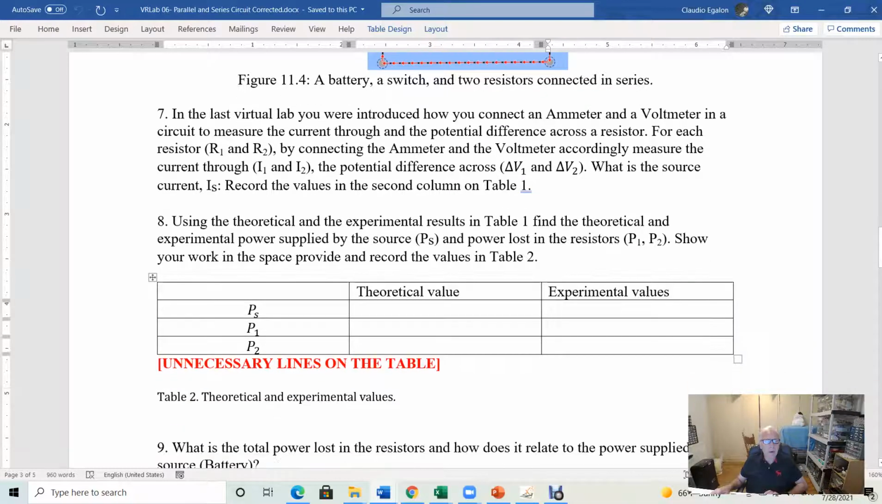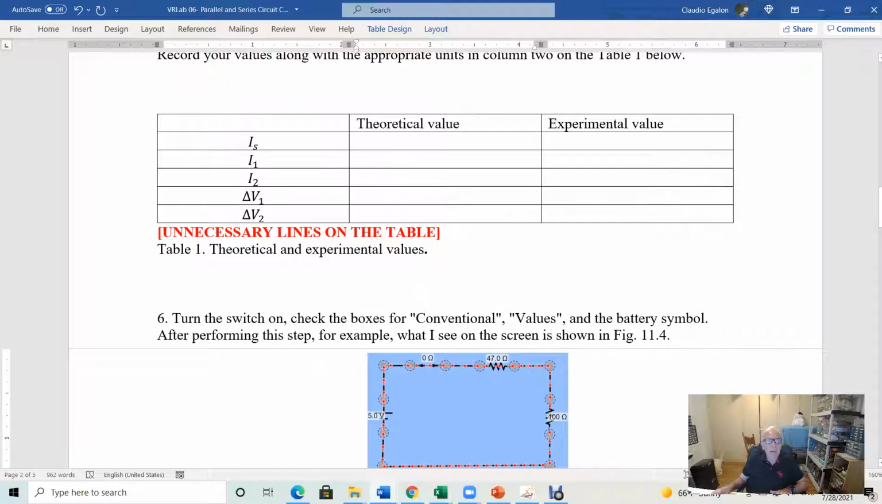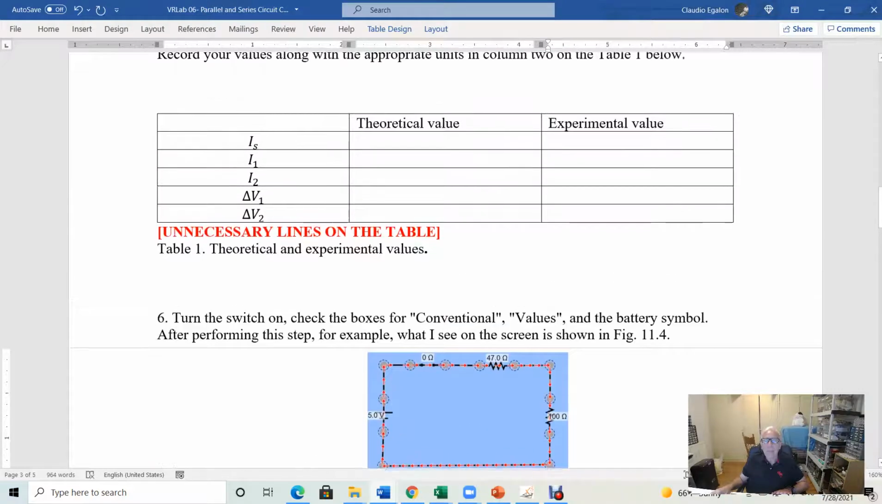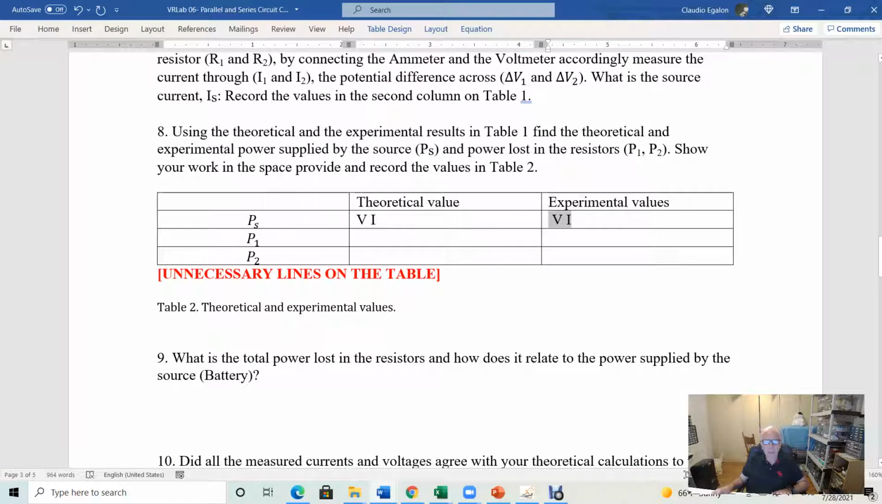What you're going to do here for the power is the following. You're going to use VI for the theoretical value: 5 volts times I of the source. That's what he called the theoretical value. And then you use the same formula, VI, but using the experimental values that you measured. That's what he means by experimental value, because there is no way.